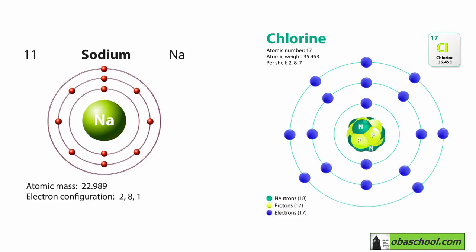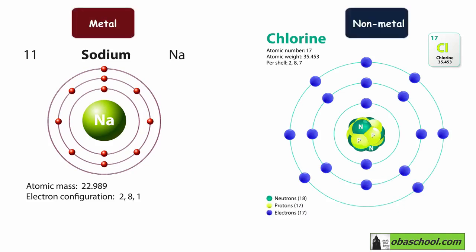Sodium and chlorine. Sodium is a metal, whereas chlorine is a non-metal. This is the electron configuration of sodium. It has one valence electron, so it has one outer electron in the outer shell. The sodium atom will lose this electron to become stable and have a full outer shell of electrons, whereas chlorine, which has 7 valence electrons, will gain one electron to have a stable electronic configuration. So sodium and chlorine will form stable ions.